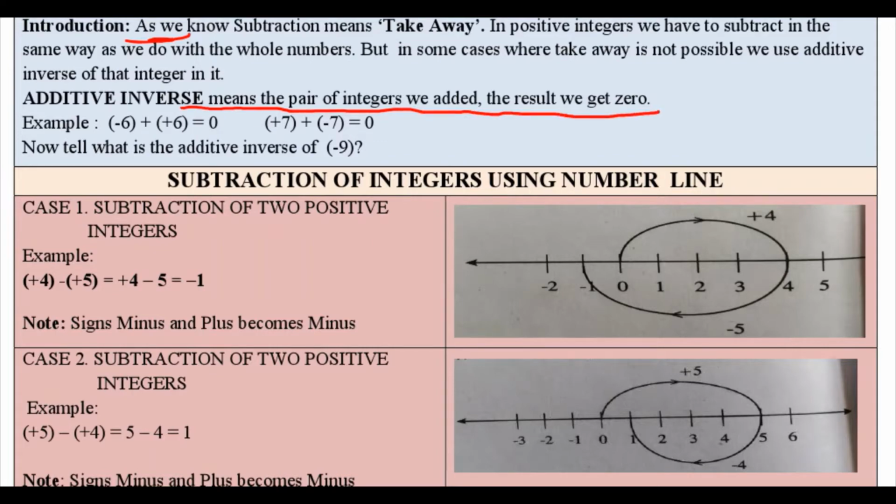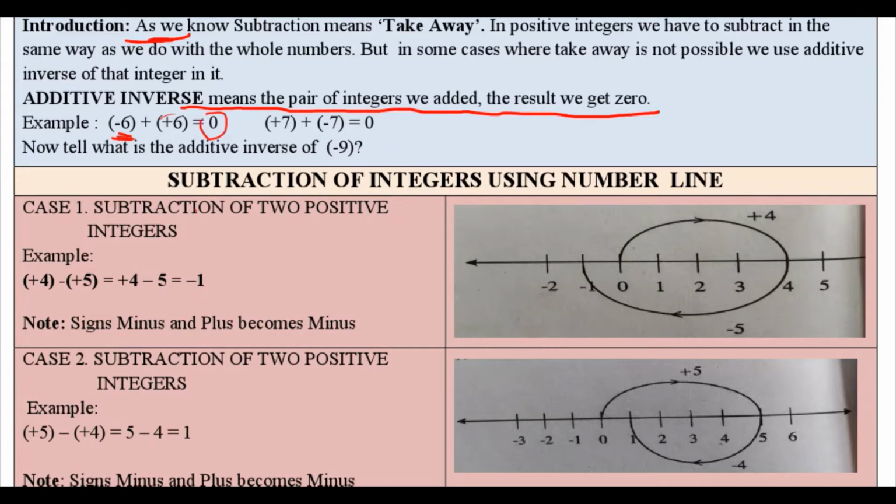So examples are minus 6 plus 6. Here we have the first number minus 6 and then the second number plus 6. So what you see is that we have reversed the sign, because minus 6 has turned to plus 6. So that gave us 0 if we solve that.